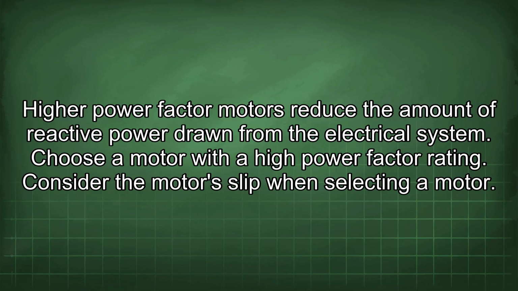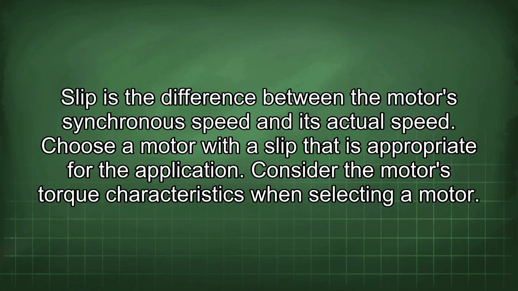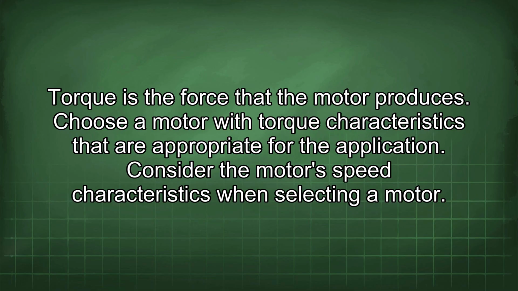Consider the motor's slip when selecting a motor. Slip is the difference between the motor's synchronous speed and its actual speed. Choose a motor with a slip that is appropriate for the application. Consider the motor's torque characteristics when selecting a motor. Torque is the force that the motor produces. Choose a motor with torque characteristics that are appropriate for the application.